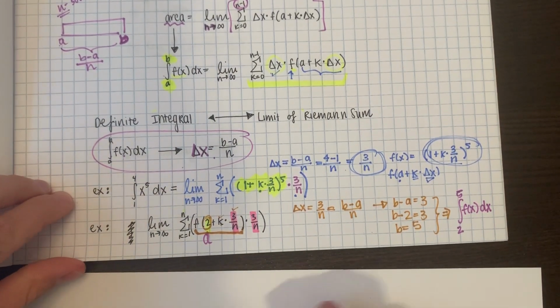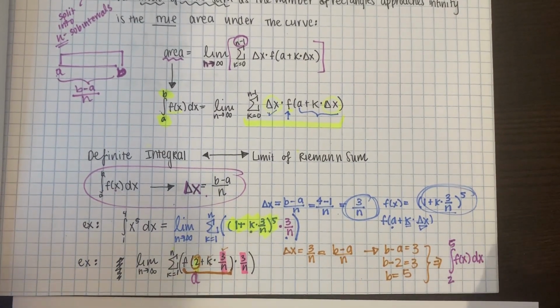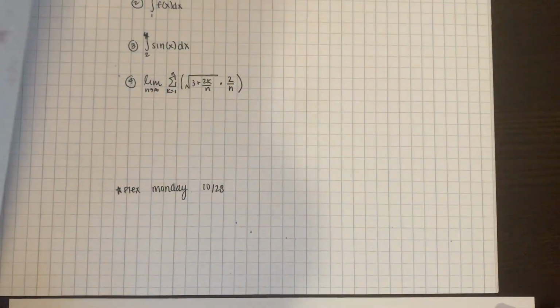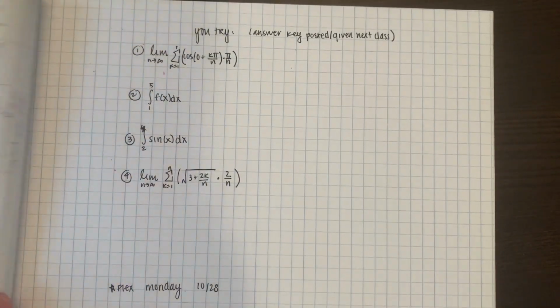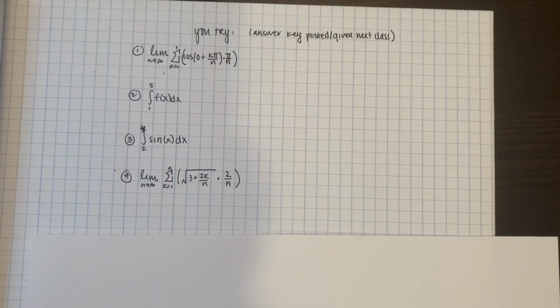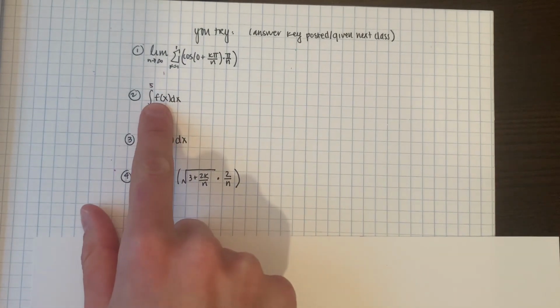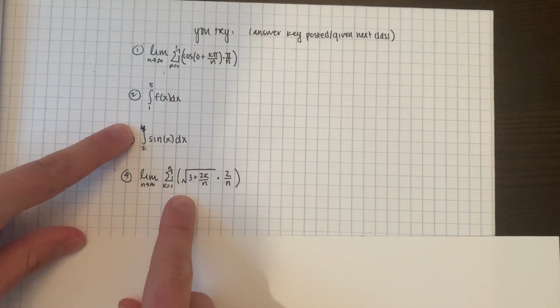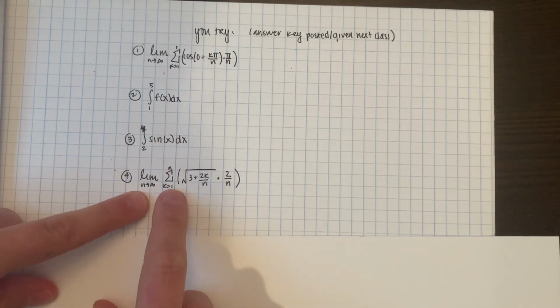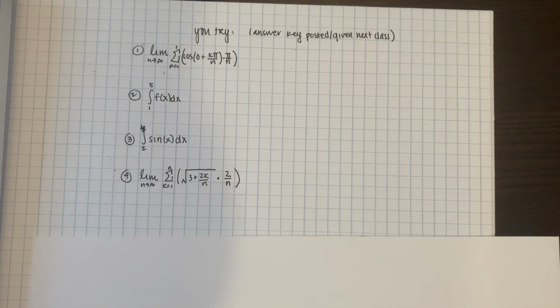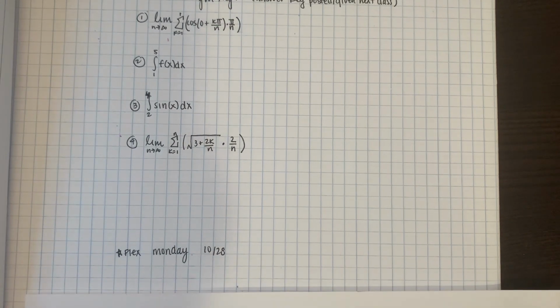This has been a lot, so I'm going to let you pause, process, do what you need, send me an email, come to Flex on Monday, October 28th. But I would like you to also try these four. So take the limit, write it as a definite integral; take the definite integral, write it as a limit. This is 2 to 4. Give it a try. If you're struggling and you want to meet before Monday, 10/28, email me, see when I'm available, and we can talk.